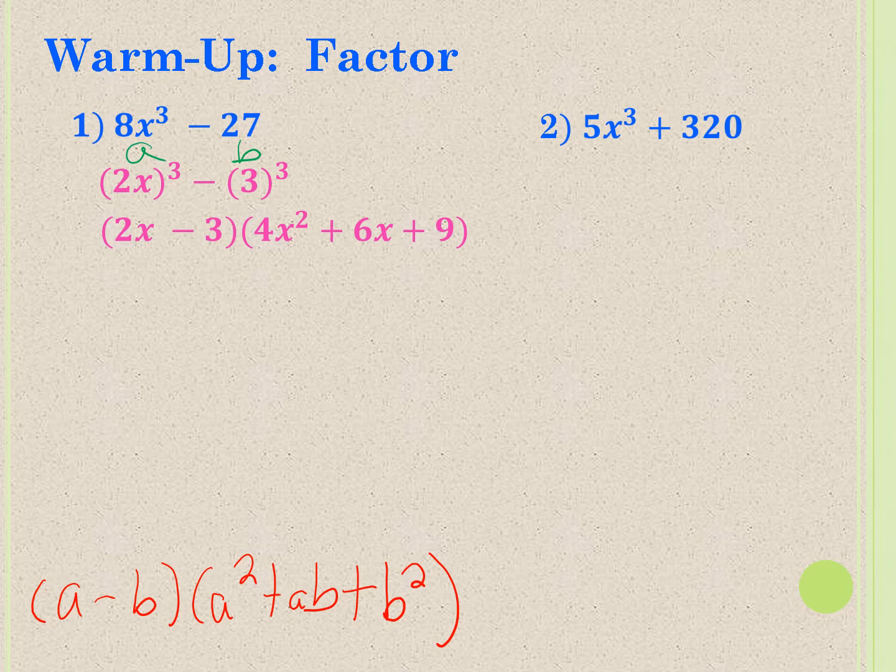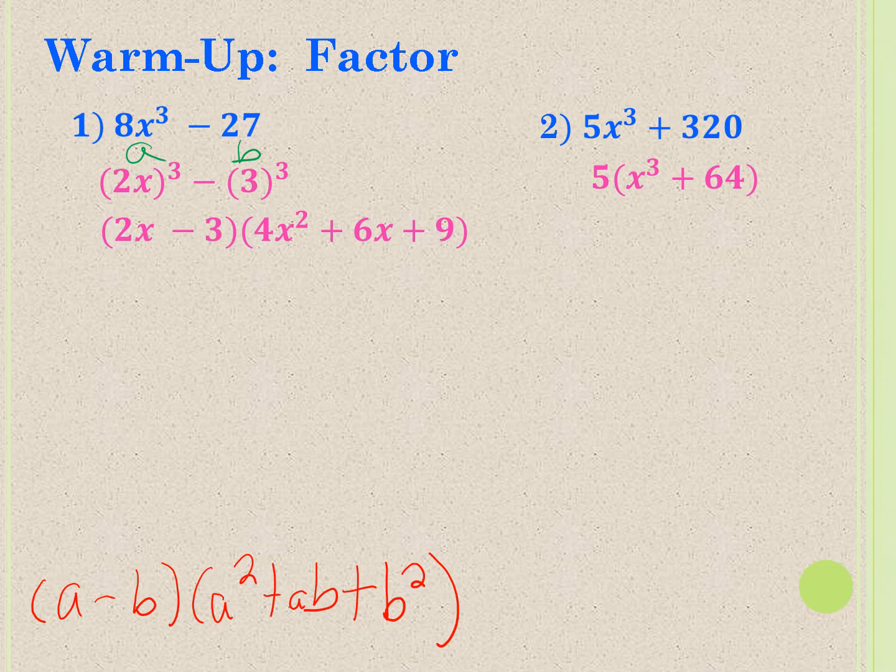Let's look at number 2. Okay, number 2 is 5x cubed plus 320. Now, I know 5 is not a perfect cube, and I know 320 is not a perfect cube, but I bet I can factor that 5 out. And when I do, on the inside, that gives me x cubed plus 64, which are both perfect cubes.